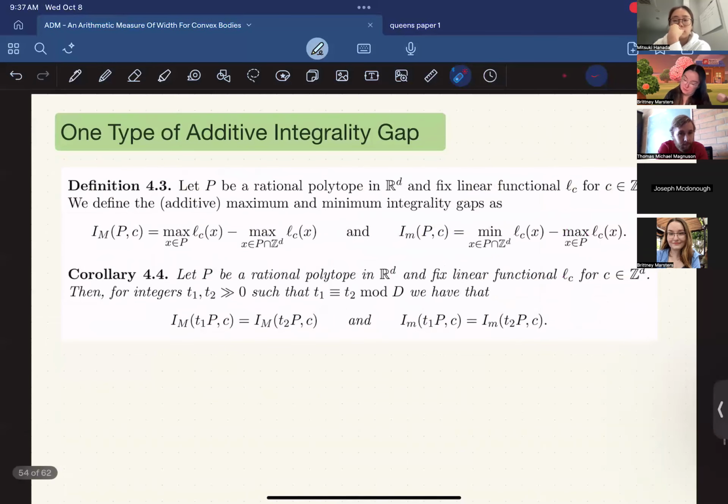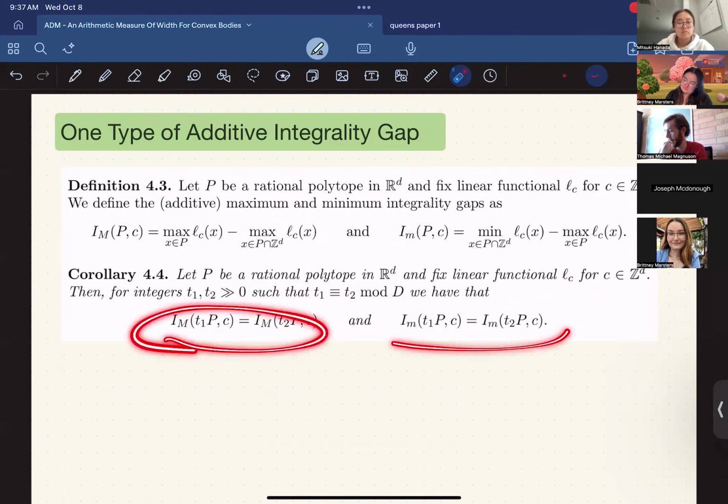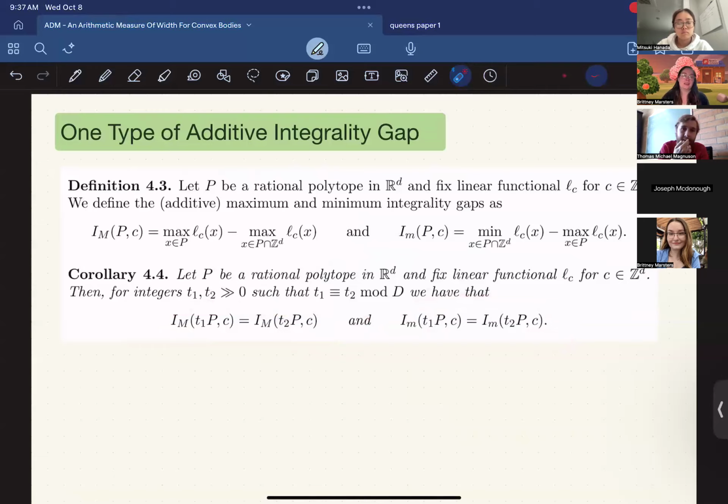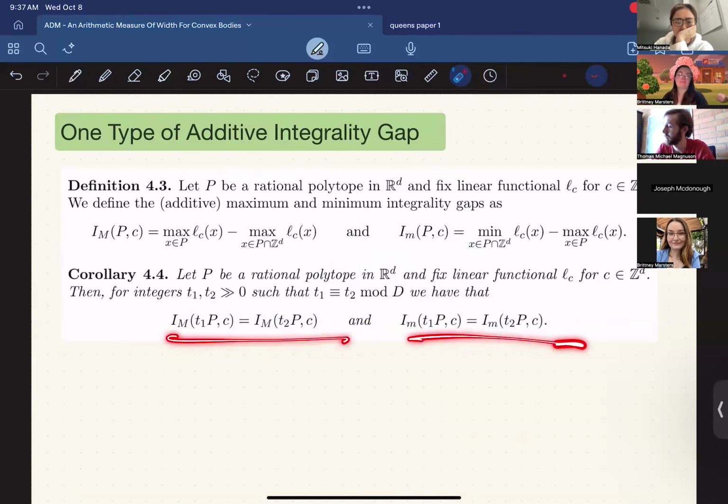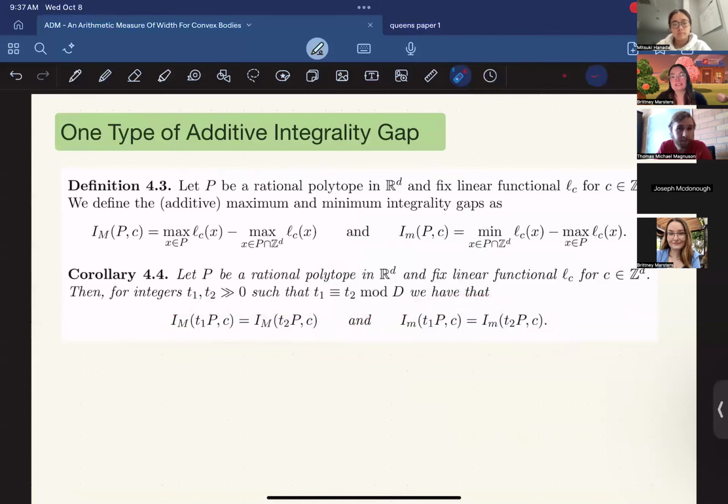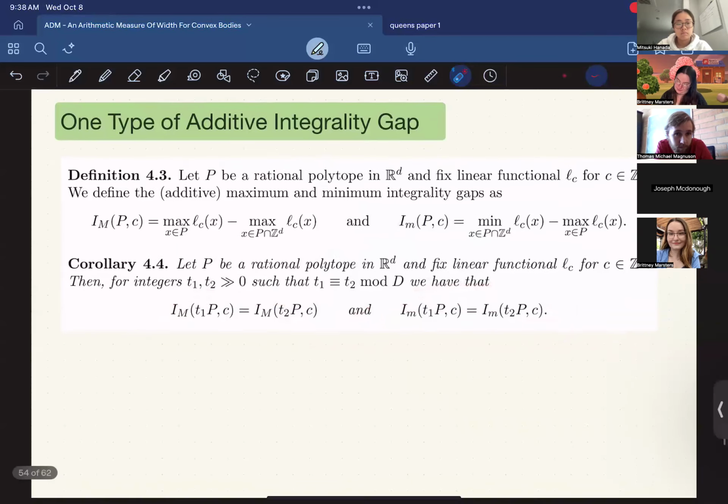Okay, so if you've thought about these before, it might not be too surprising. But if you take two dilation factors that are congruent modulo the denominator of your rational polytope, you get that these quantities are the same. Okay, so you get that your maximum integrality gap and your minimum integrality gap are just the same. So this tells us that as we dilate, we're actually going to be growing quasi-polynomially as well.